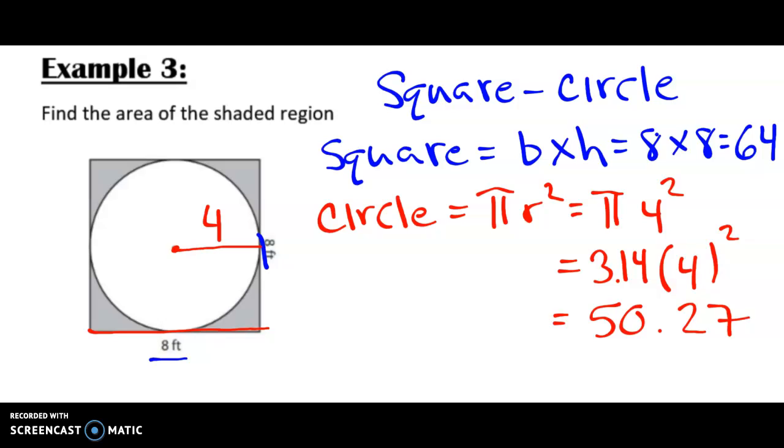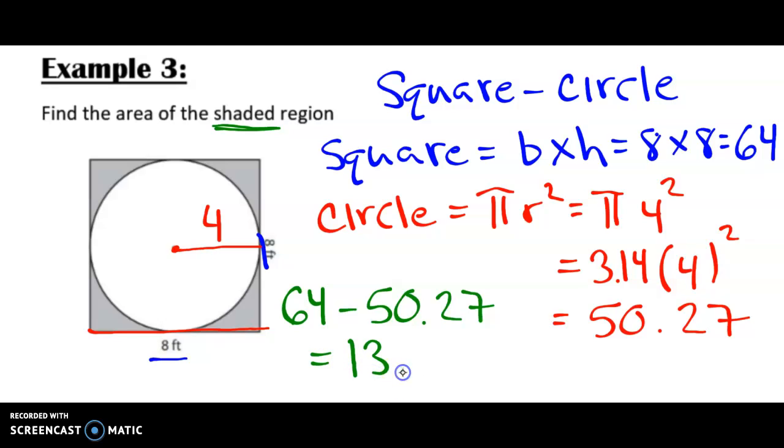We're not quite done because we just want that shaded region, so that means we need to do our 64 minus that 50.27, and when you do that, you get a total area that's shaded of 13.73, and the units that they used was feet, and again, because we're still dealing with area, it will be feet squared.